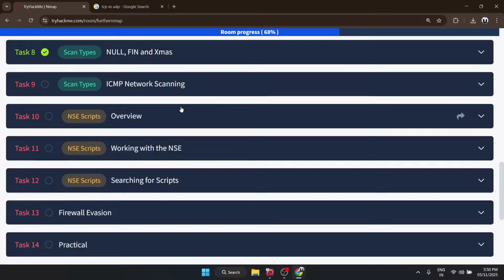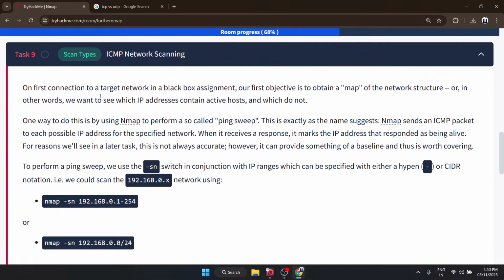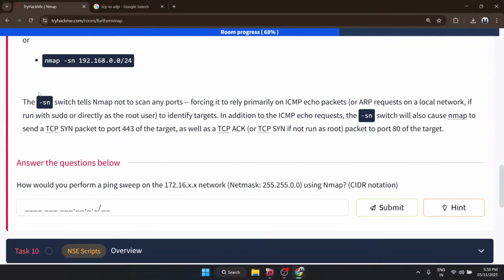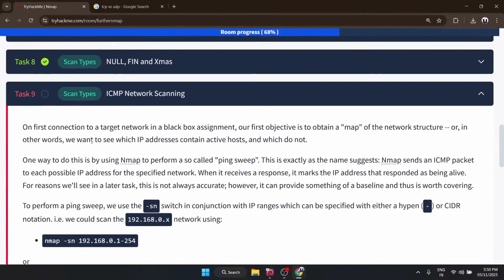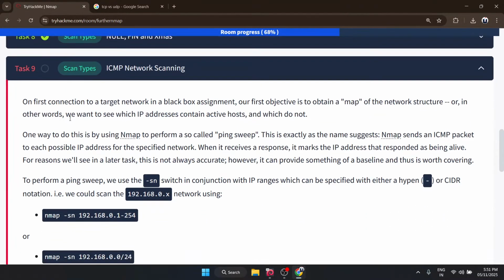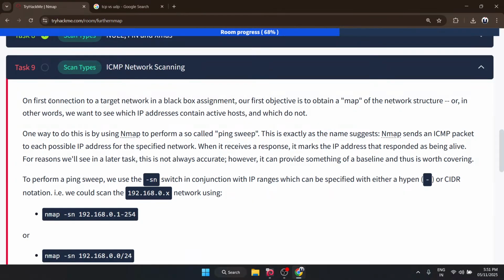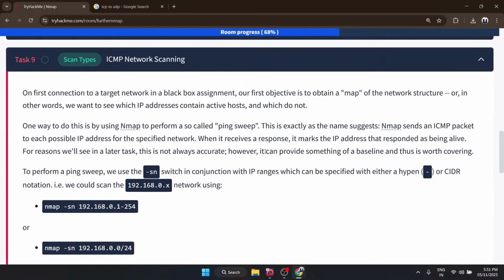Next we have ICMP network scanning. Okay, let's do this one last. This is very simple. On first connection to a target network in a black box assignment, our first objective is to obtain a map. What does it mean? It simply says that we need to map the network. We need to know how many systems are available in our network.